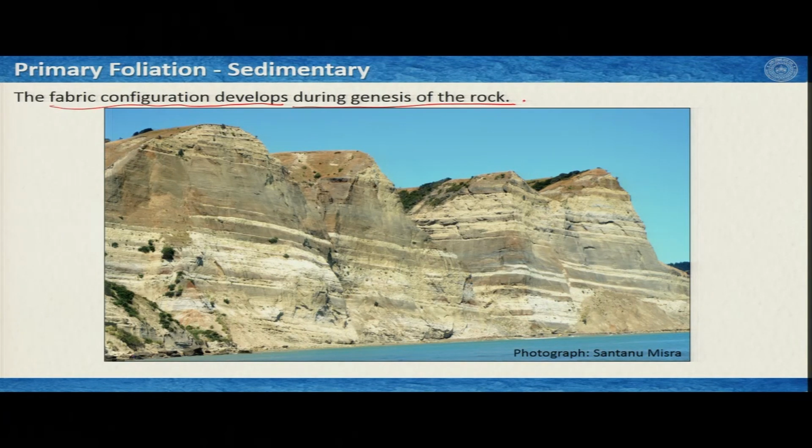So, what you see here is a carbonate terrain. These are carbonates alternating with some shelly rocks, the dark gray ones, and you see that these layers are sedimentary layers. They were deposited at one point of time and now they are lithified. So, this is a primary foliation.